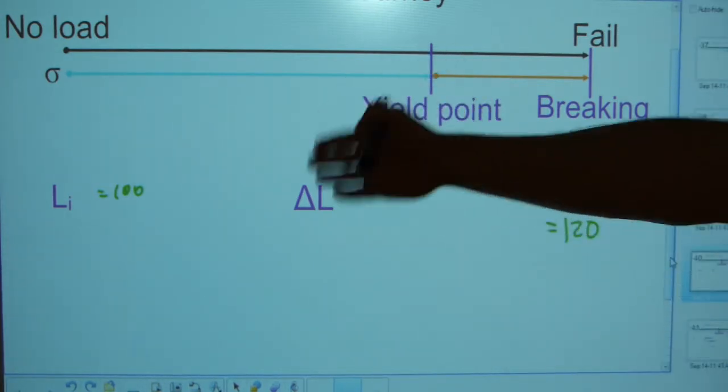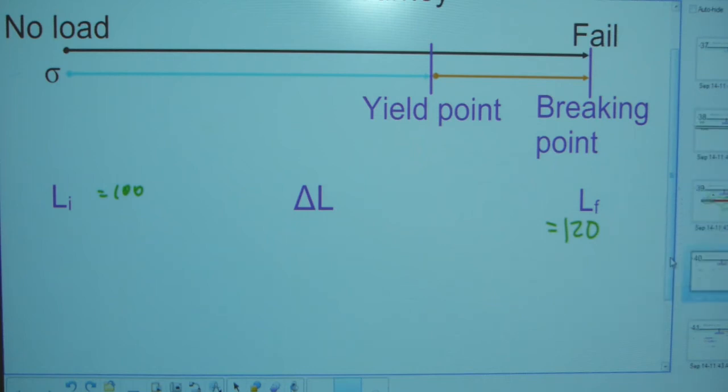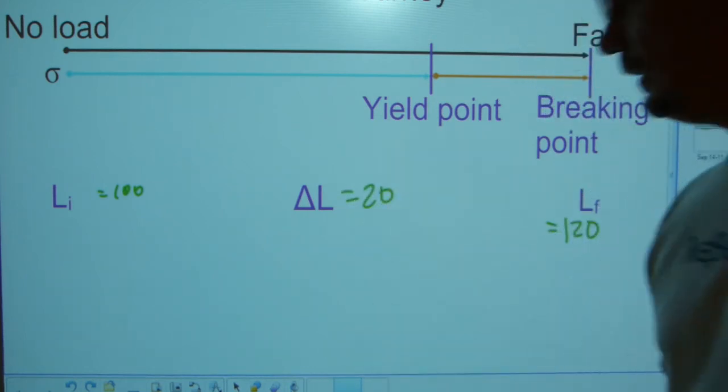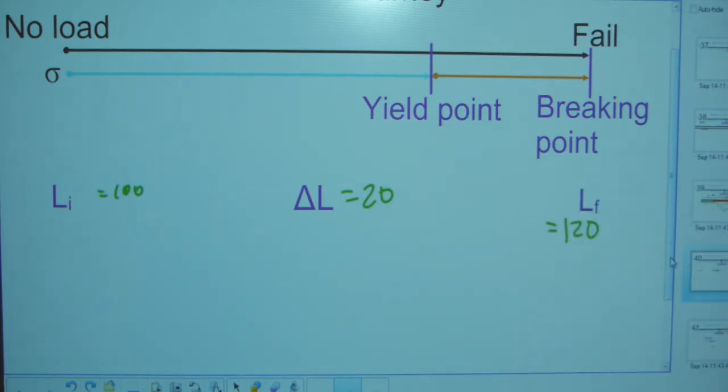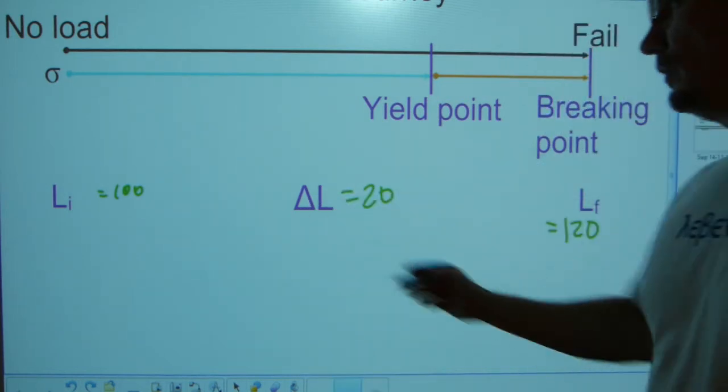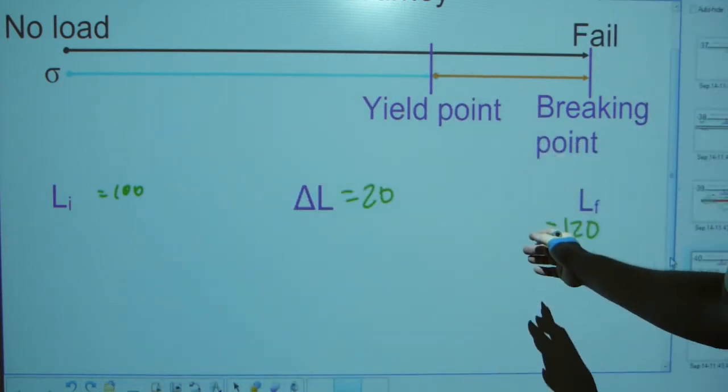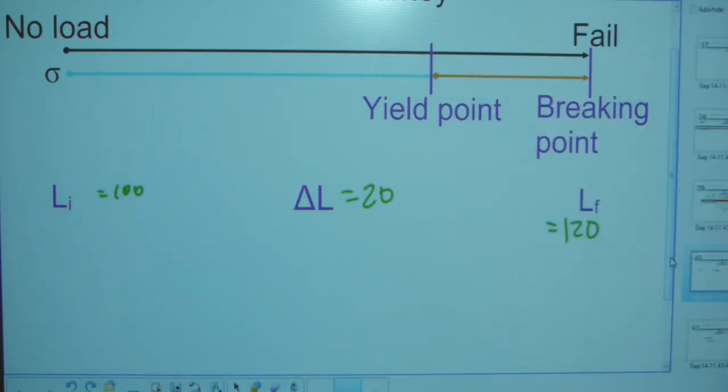So I want to work with the numbers 100 and 120. And in this case, the elongation or deformation or delta L, you can say any of those three things, they all mean the same. That number is 20. And like I said, delta means the business of subtraction. So what was subtracted? Of course, the 100 was subtracted from the 120 to end up with 20.